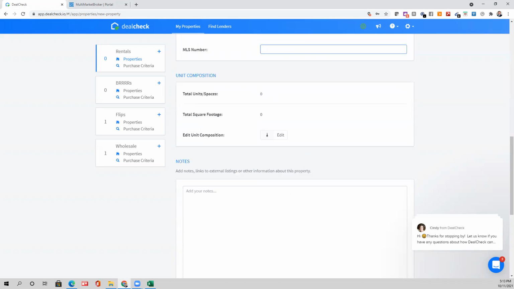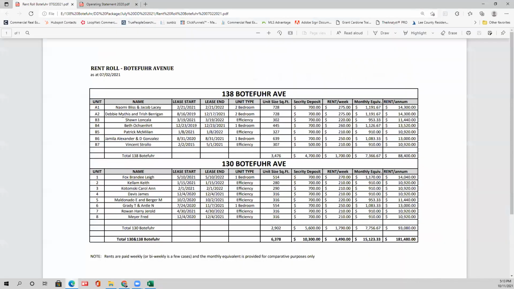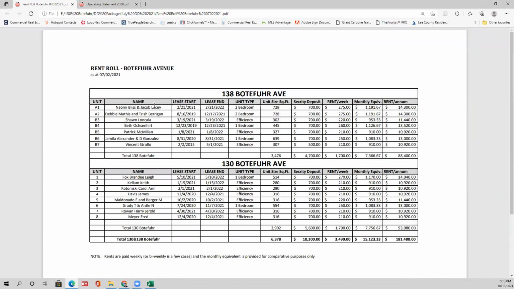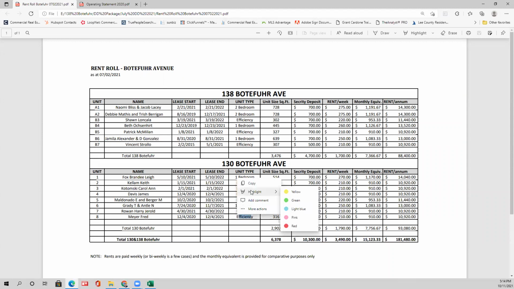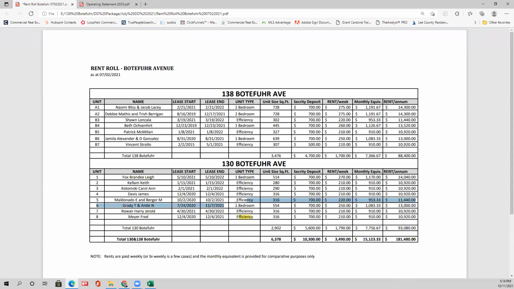If it is in the MLS, most of our deals will not be, so we don't have that. So now the rent roll, I did show you the trailing 12. So a rent roll will look like this, right? If you don't know what a rent roll is, it's all of the tenants that live at the property and the unit type. In this case, it was 3 different buildings, 15 units, and it had a mix of 1 bedrooms, 2 bedrooms, and efficiencies, right? So that's the unit mix right here.